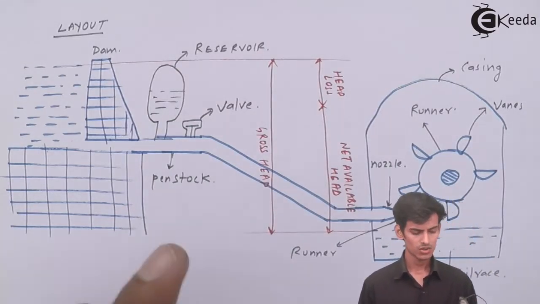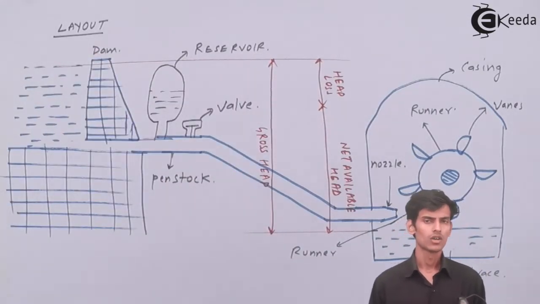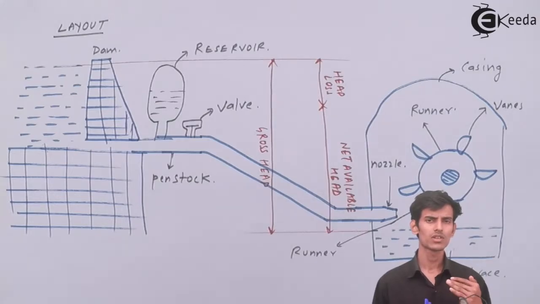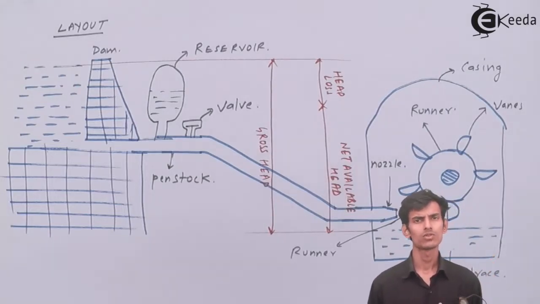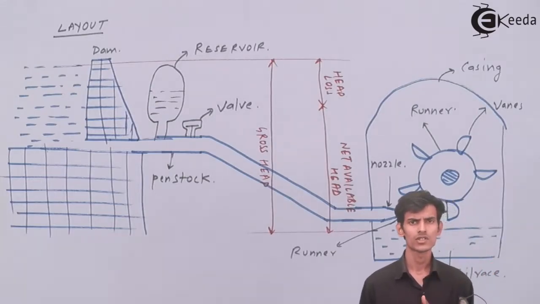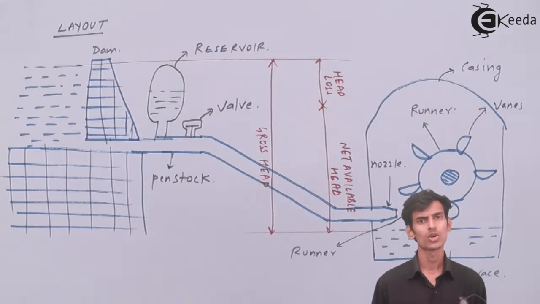Also, as you can see, there are two namings I have done, the gross head and the net available head. Gross head is the total difference between the level of water at the topmost point and the bottommost point. The topmost point is the level of water in the dam, and the bottommost point is the tail race, where the water strikes the bucket, falls down and goes into the tail race. So the difference between these levels of water is called the gross head.